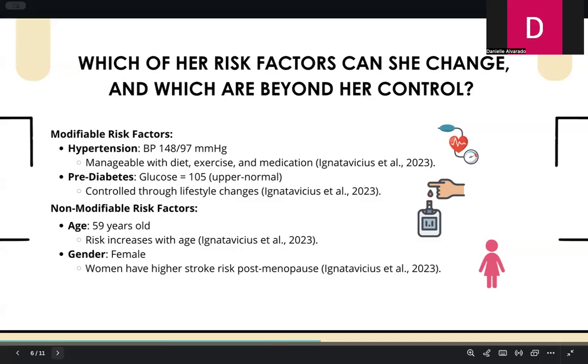And she can work on managing both through lifestyle changes like diet and exercise, as well as medications prescribed by her doctor. As for unmodifiable risk factors, that would be her age at 59 years old and her female gender. Next slide.